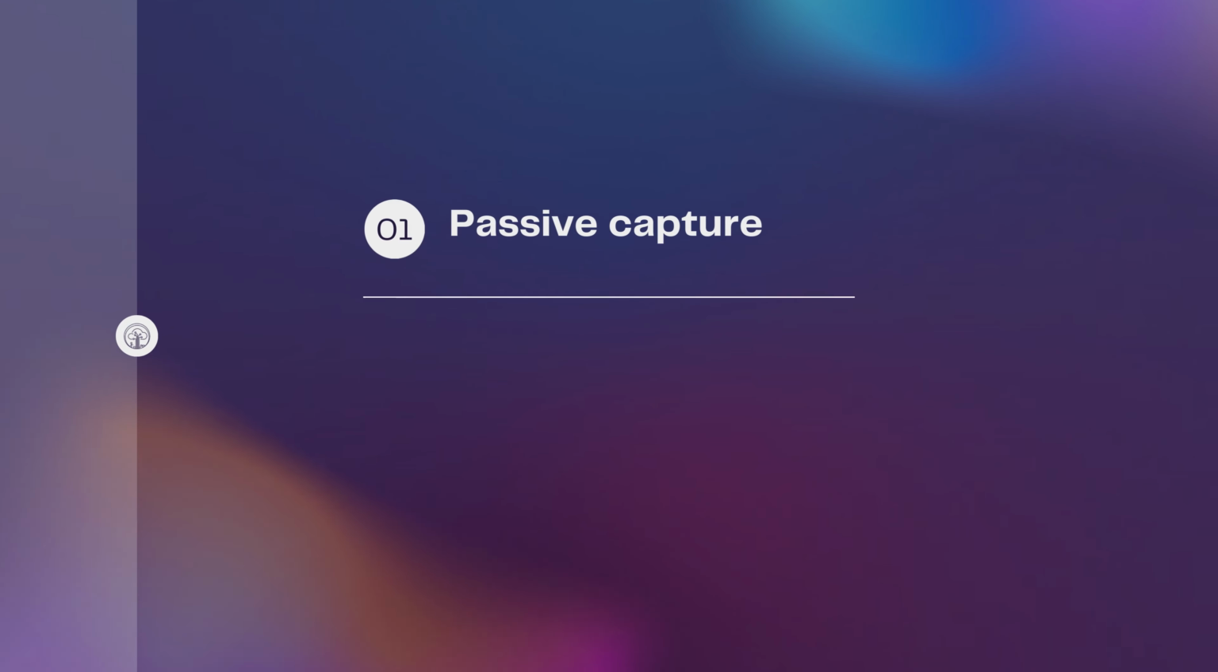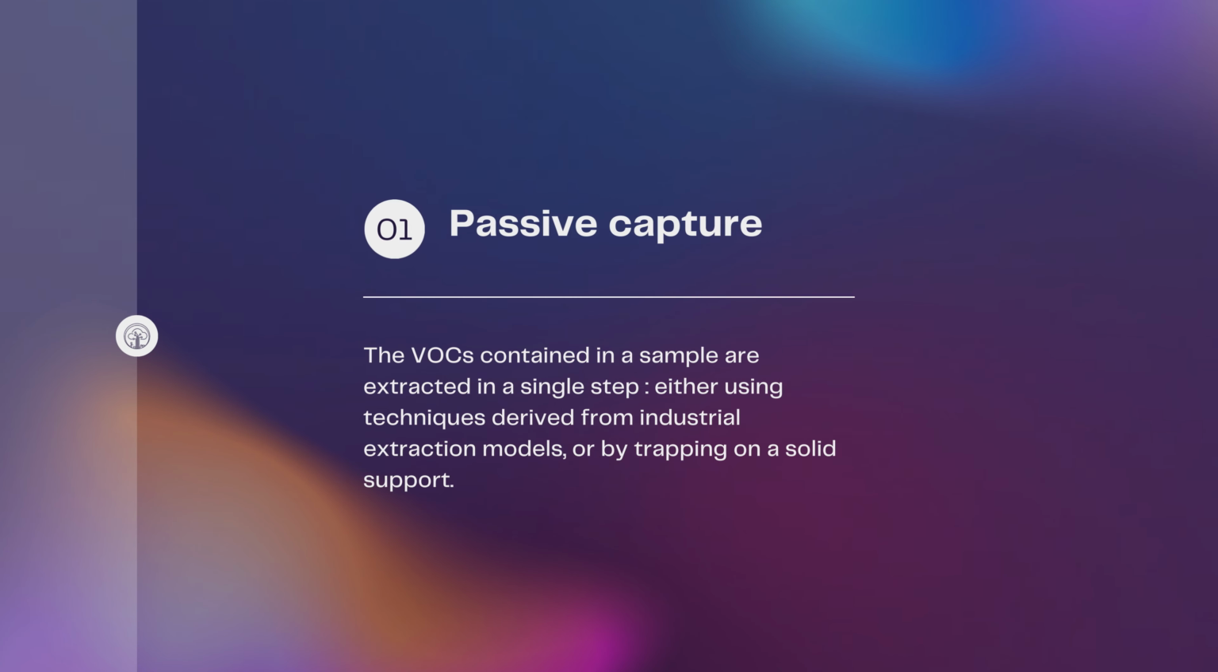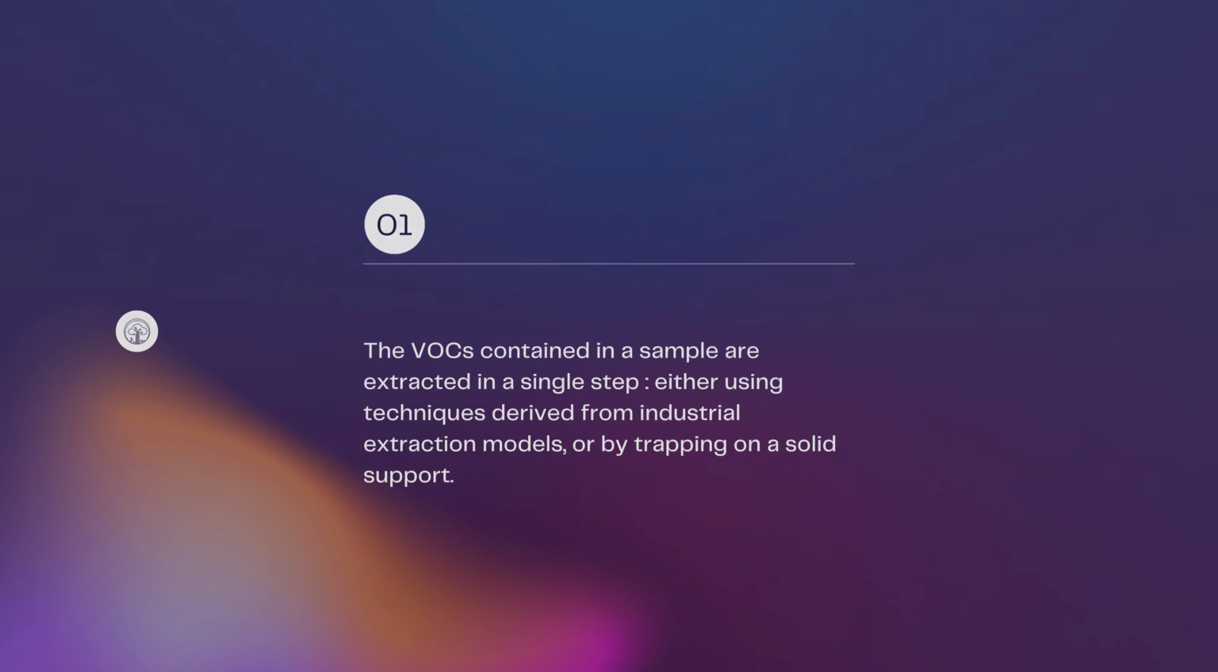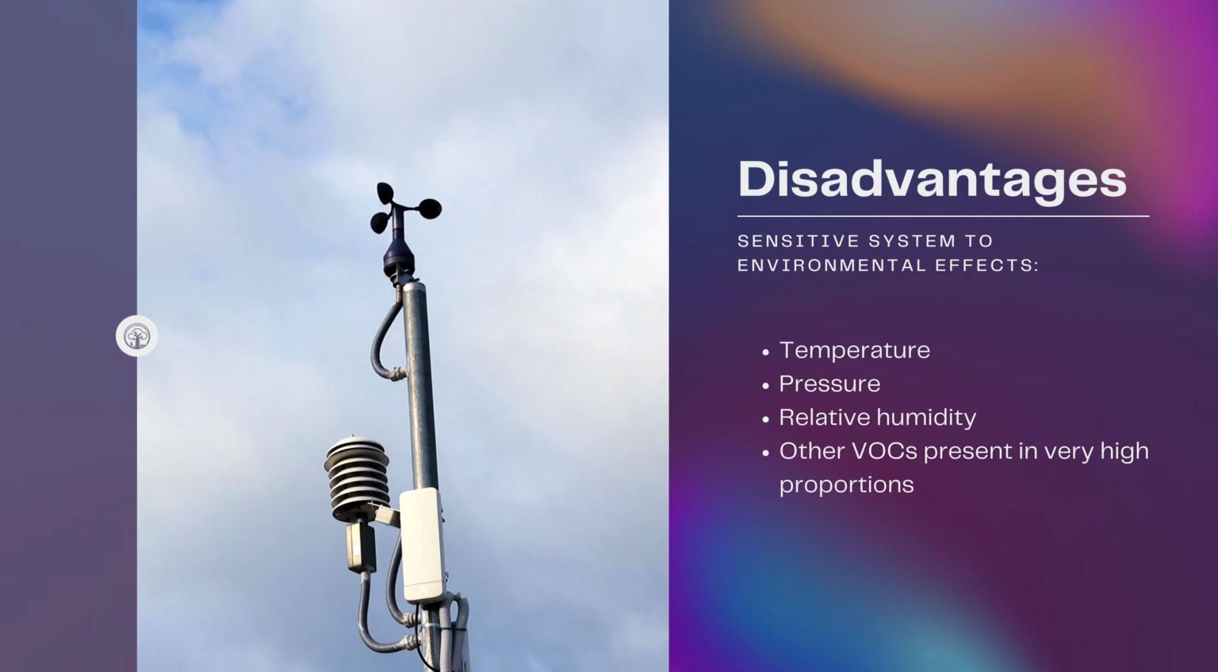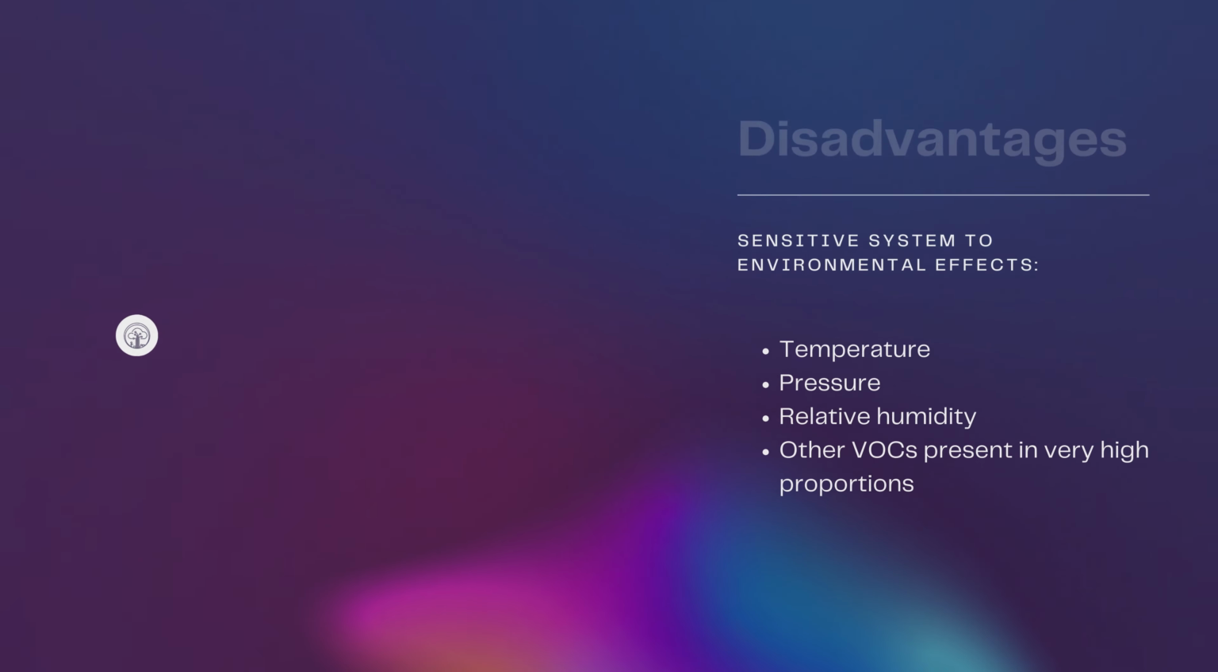In passive capture, the VOCs contained in a sample are extracted in a single step, either using techniques derived from industrial extraction models, or by trapping on a solid support. These systems can be sensitive to the effects of environment, such as temperature, pressure, relative humidity, or even the presence of certain VOCs in very high proportions, which prevents others, in smaller quantities, from binding.